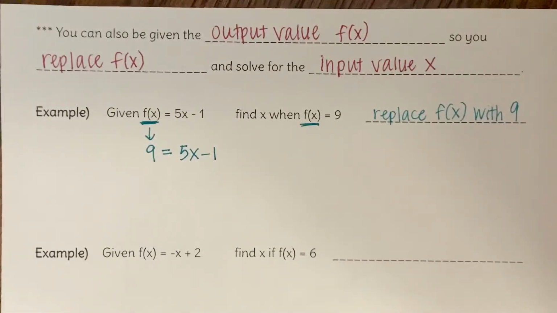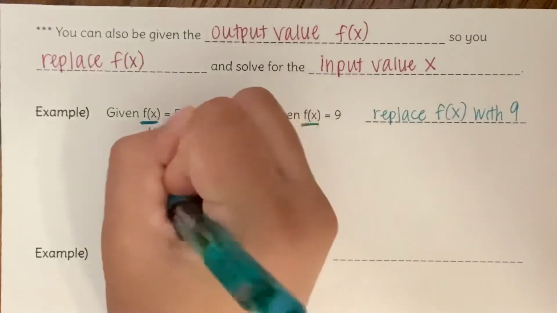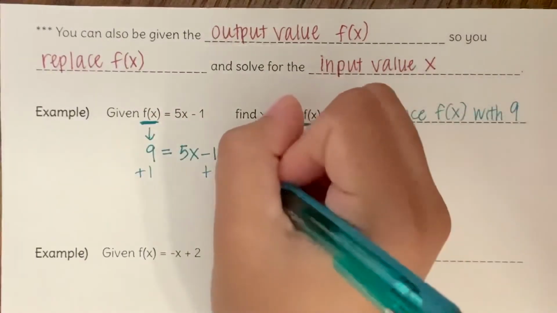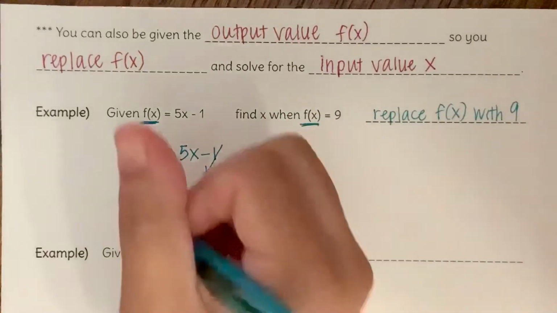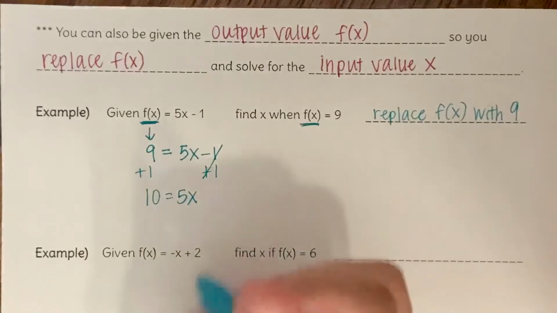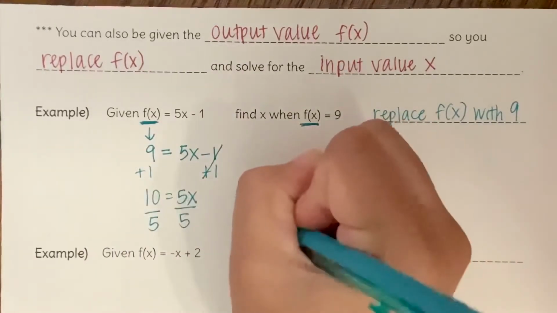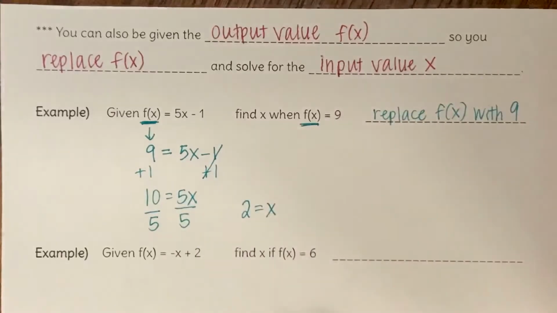And that looks like an equation that you guys have seen in 8th grade. If I want to solve for my x, I just have to add 1 to both sides, right? Because then it creates my 0 pair. So I get 10 is equal to 5x. And then if I divide both sides by 5, I get 2 is equal to x.